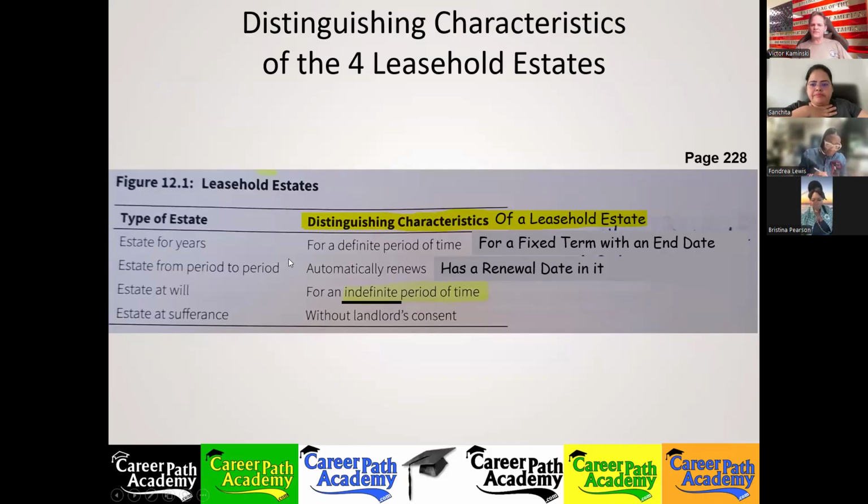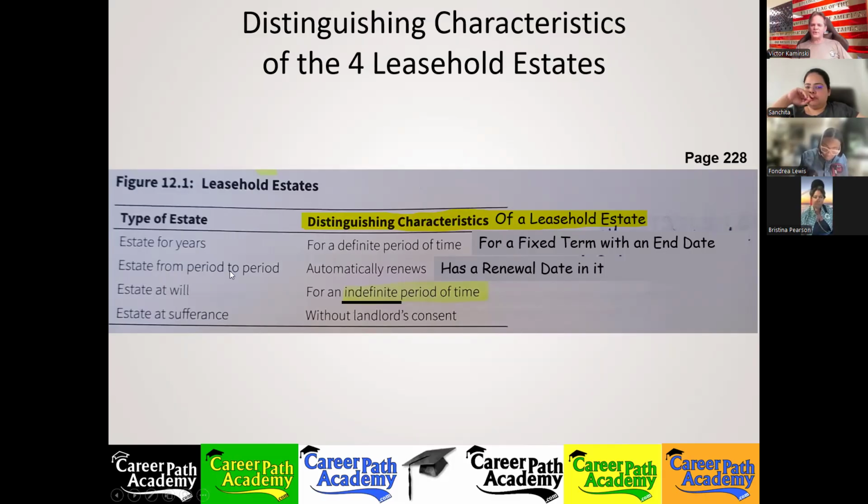And the first one, estate for years, is for a definite period of time. Right next to that, write: for a fixed term with an end date. You're writing that next to estate for years, where its distinguishing characteristic is that it's for a definite period of time, right? For a fixed term with an end date. When it expires, you know you got to go unless you signed a new lease.